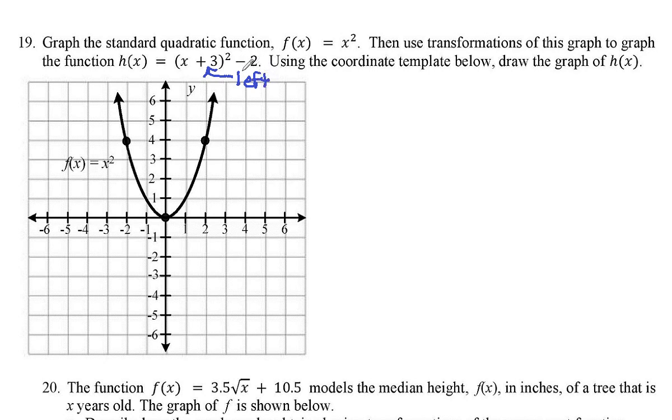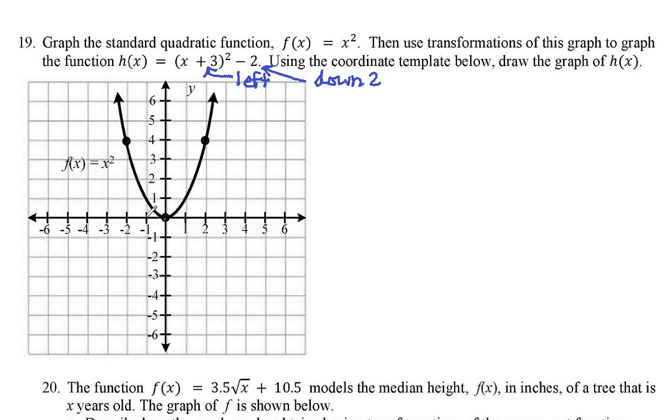But then subtracting 2 on the outside, that's an up-down shift, and that does what you think. Negative is down, positive is up. So this is down 2. So we're going to take this whole graph and shift it left 3 and down 2.